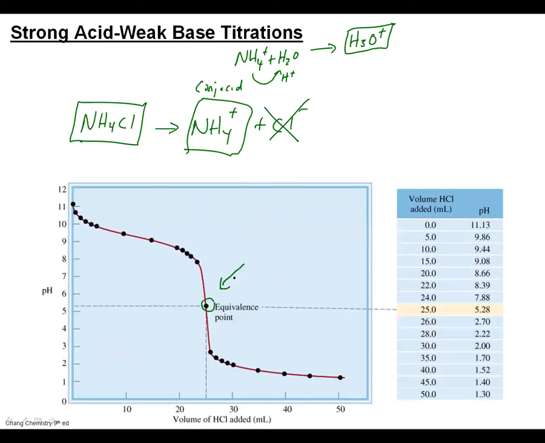So just by knowing the combination of acid and base you're putting together, is it a strong and strong? Is it a weak and strong? You should know, before you even do the calculation at the equivalence point, would you expect it to be acidic, basic, or neutral? Any questions on that?